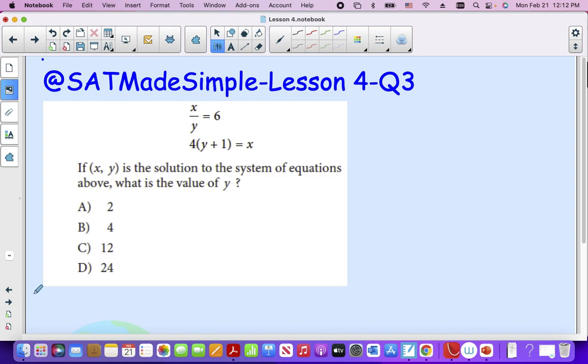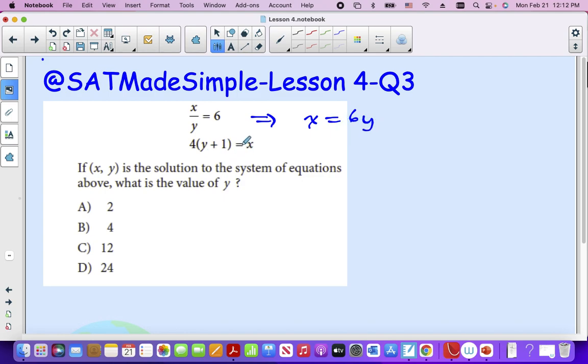In this question, they gave me two equations, and they want the solution to the system of equations above. What is the value of y? If I solve that, what is the value of y? If I cross multiply in here, x will equal 6y. x is equal to 6y.